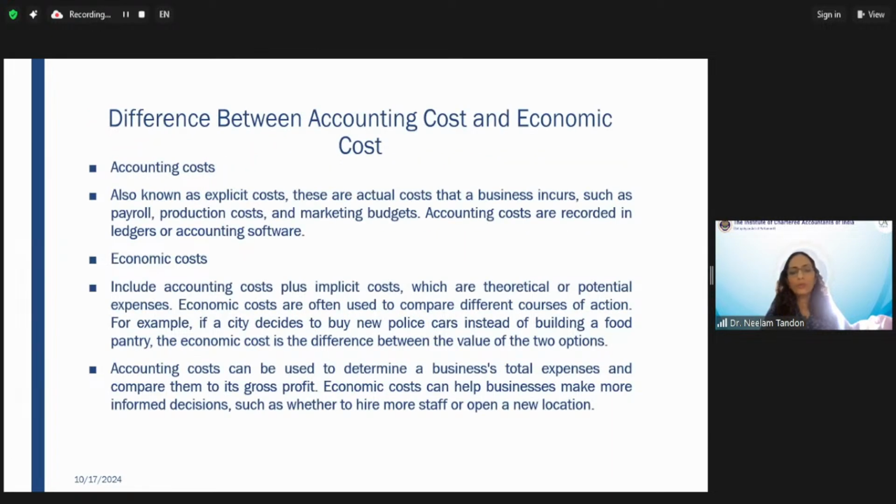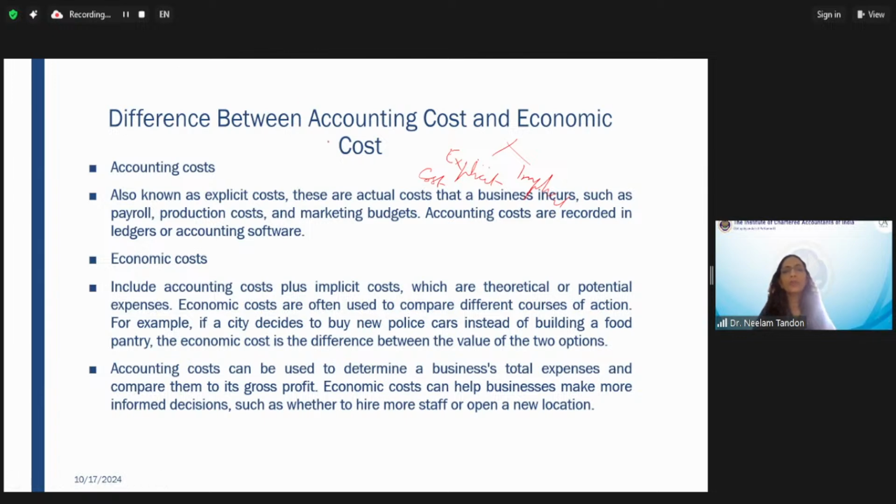So what is the core difference between accounting cost and economic cost? So what is economic cost? Economic cost includes both. This economic cost will include both explicit cost plus implicit cost. Okay, so it will include both explicit cost as well as implicit cost.